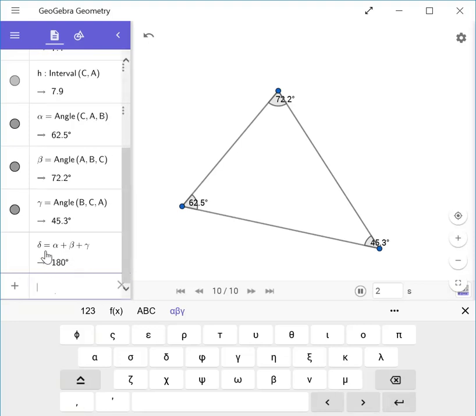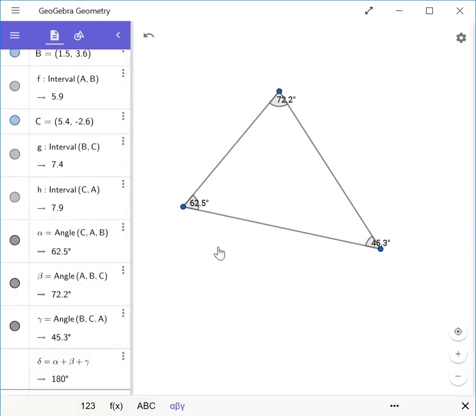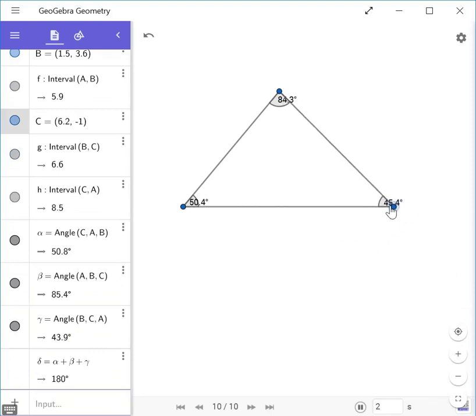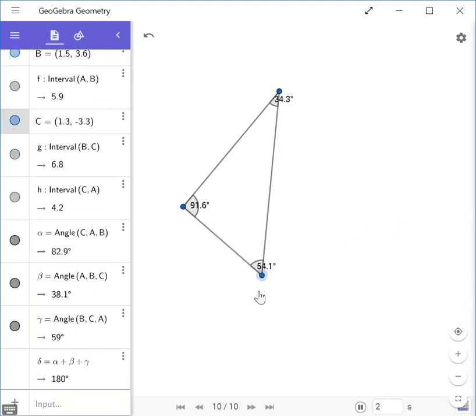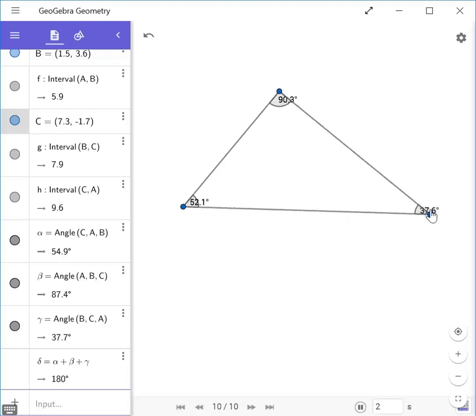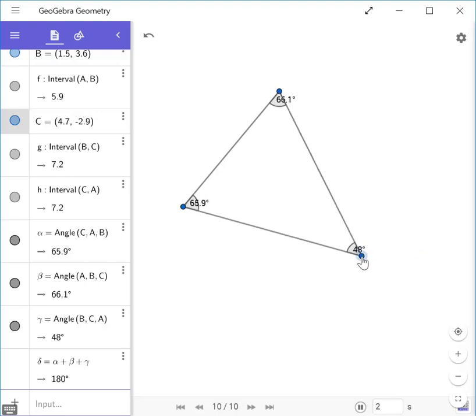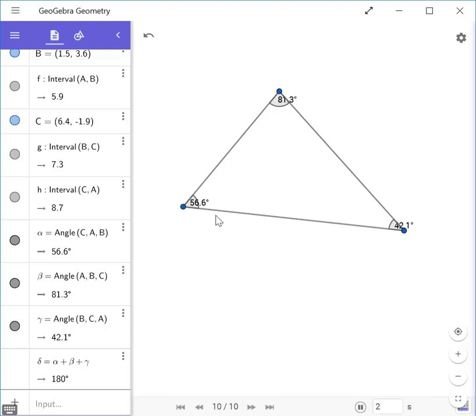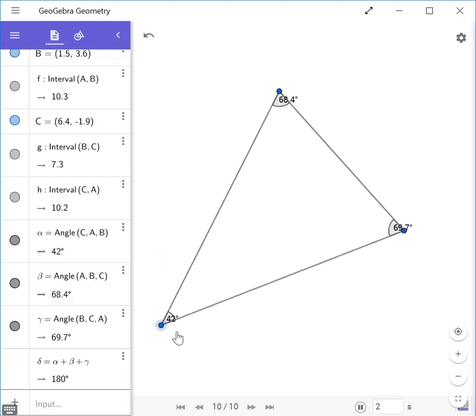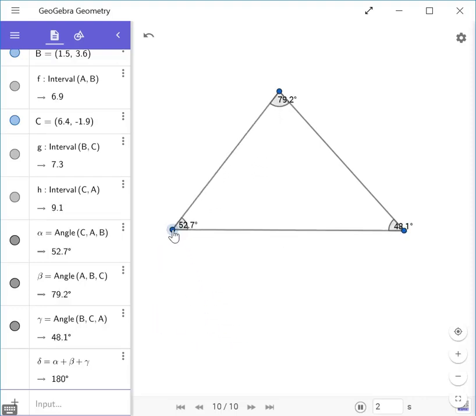And what did we find? The sum is 180 degrees, as we would expect. And we have now got our first little diagram. So let's explore what happens when we drag the points around. The 3 angles change, the sum of the angles doesn't change. It stays at 180 degrees. So no matter what we have, we know that. And that is our first introduction.